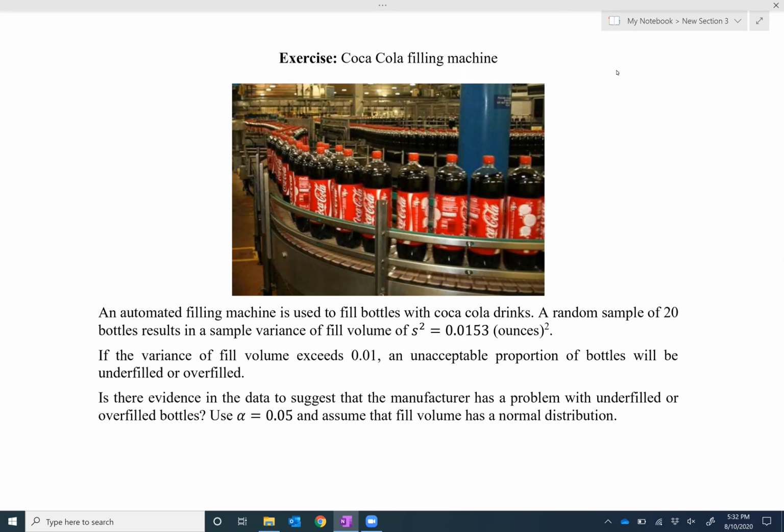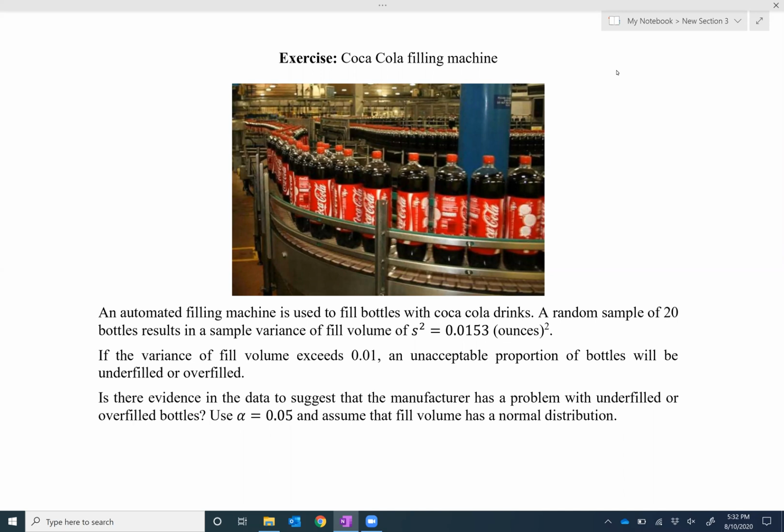Can we understand why? Because when the variance is bigger, sometimes you go higher, and you fill a lot of cola, and then you spill the drinks out on the production line. And if bottles are underfilled, your customer won't be happy. So you don't want the variance to be big; you don't want the variance to exceed 0.01.